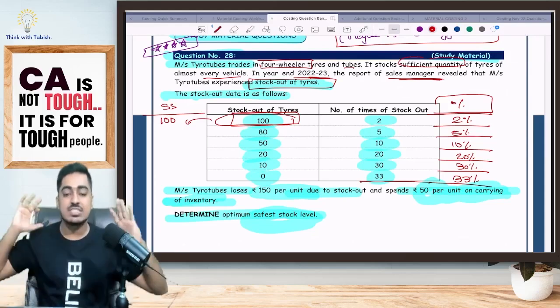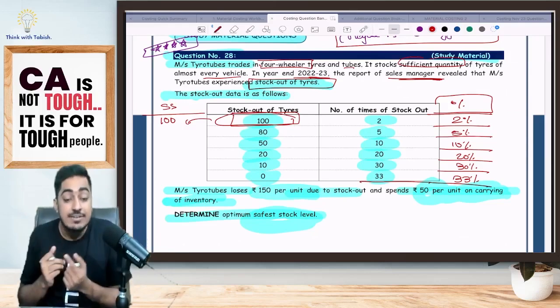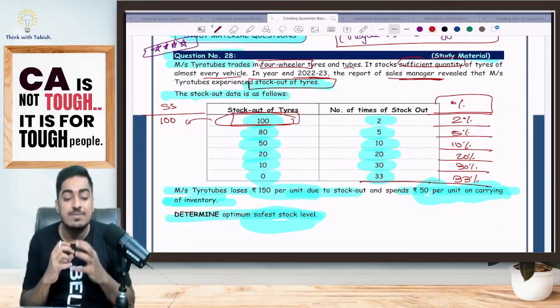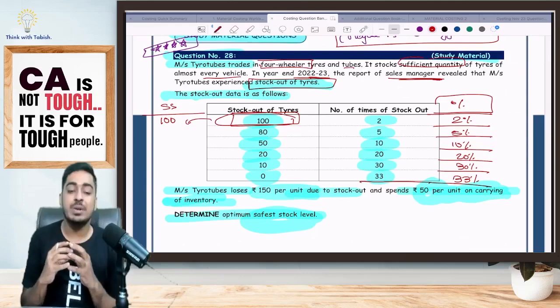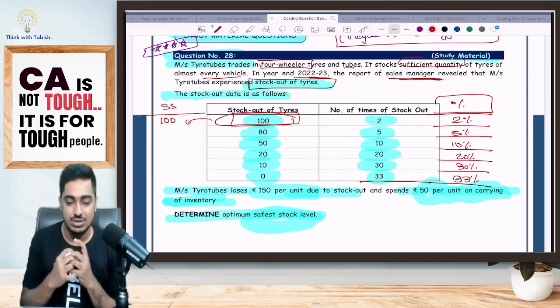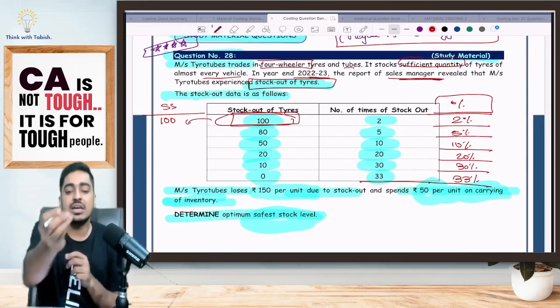Okay, you suddenly come and ask me for 100 tires, and I did not have them. To overcome this situation, how much safety stock should I have kept? I should have kept 100 units, 100 tires, as safety stock. If I had 100 tires and you come ask me for 100, I give you 100.